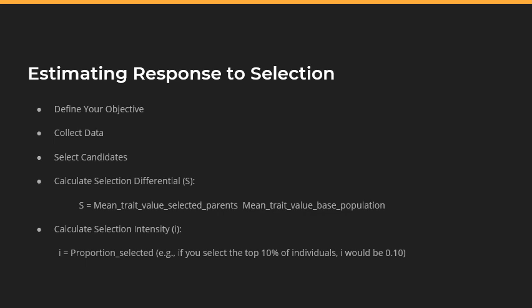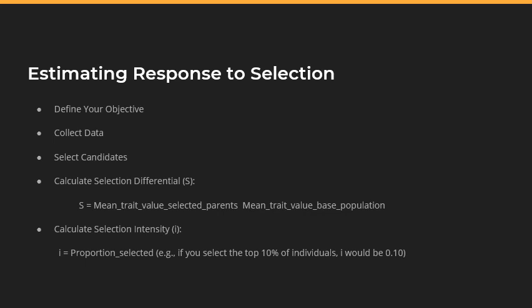Next, we would have to collect our data. Gather data on the trait of interest from the starting population, often referred to as the base or initial population. This data includes phenotypic measurements such as height, weight, and different things like milk yield. And if available, also the genetic information, like pedigree or genomic data.